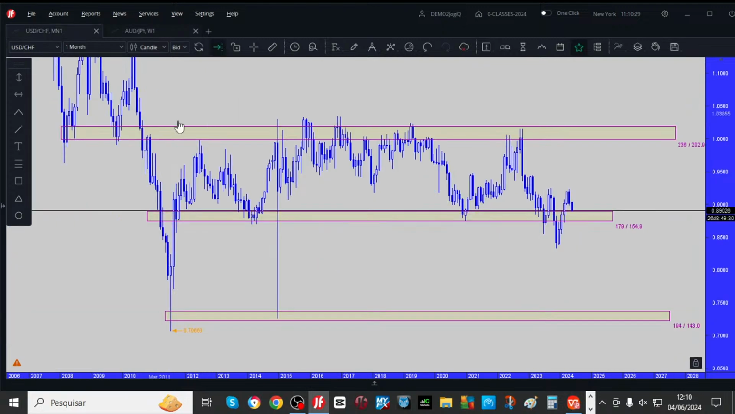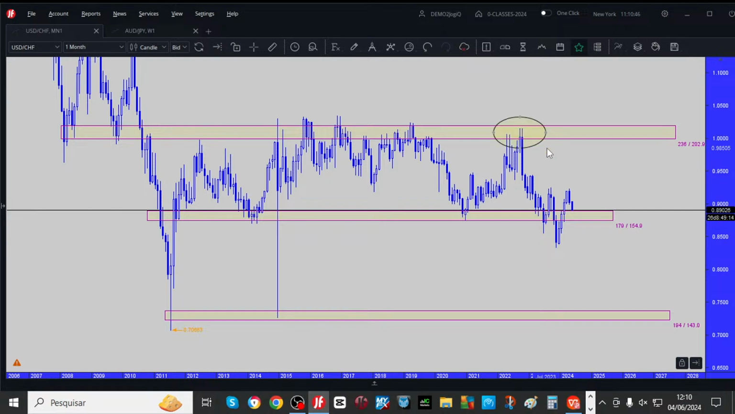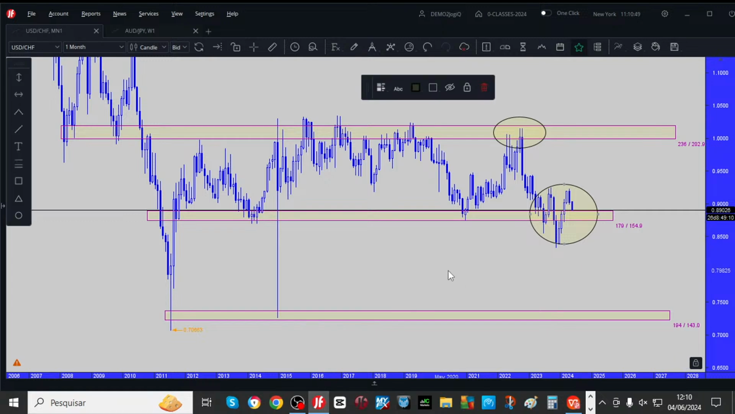Now compared to USD CHF, we don't have much space to do this because the range is narrow. USD CHF is really a no-brainer to trade. So it's short up in here and buy down here. No, this is not a strategy. We're doing a recap.